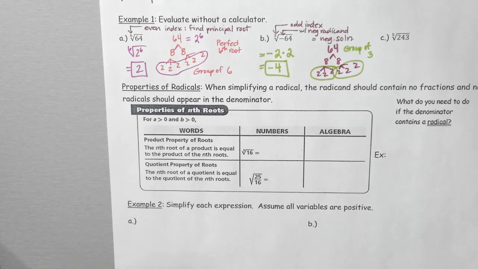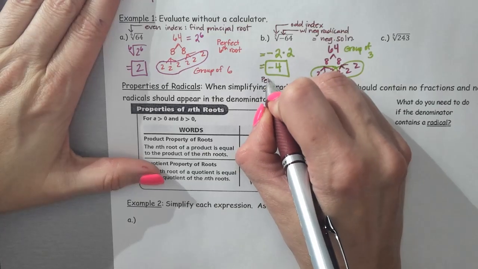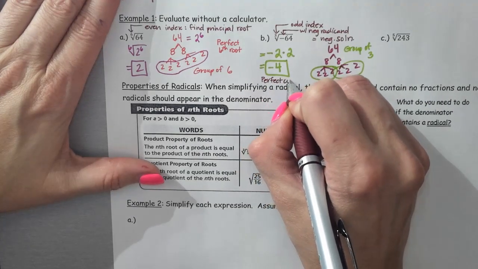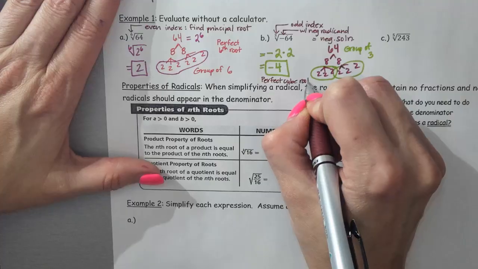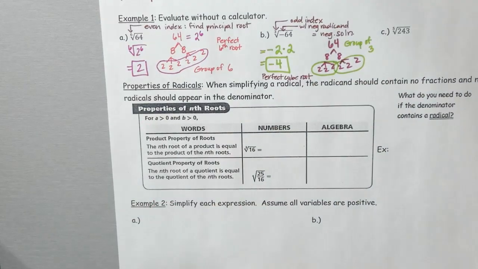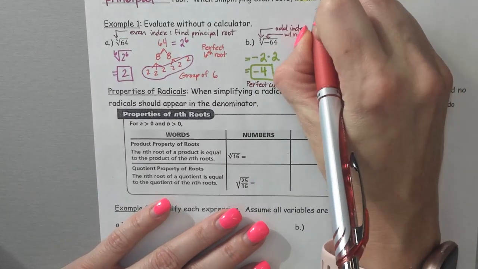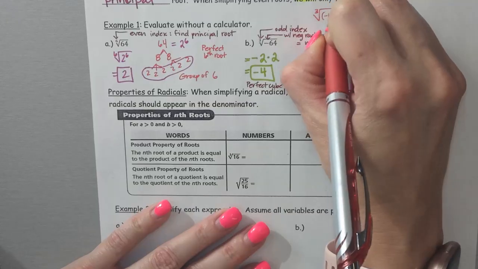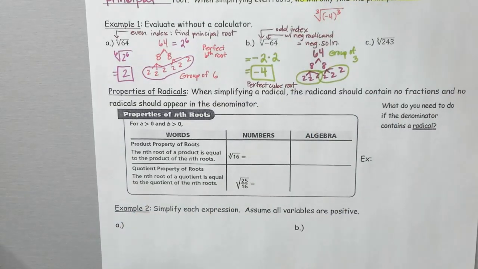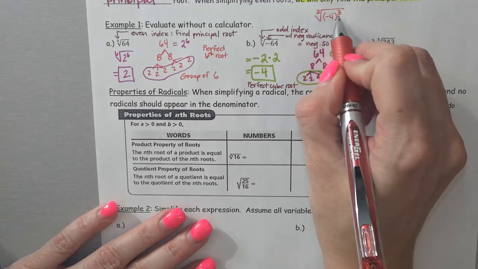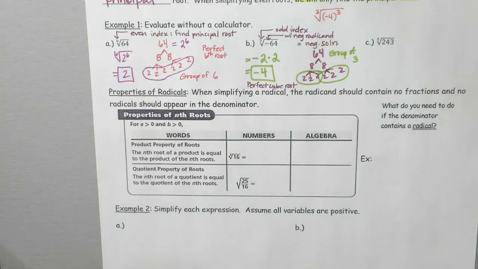Okay, so this is a perfect cube root. Like I said, some of you might remember that because we did work with perfect cubes. You can also think of this as the cube root of negative 4 cubed. Negative 4 times negative 4 times negative 4 is negative 64. Those undo each other. That's why you get negative 4 as the final answer. Okay?